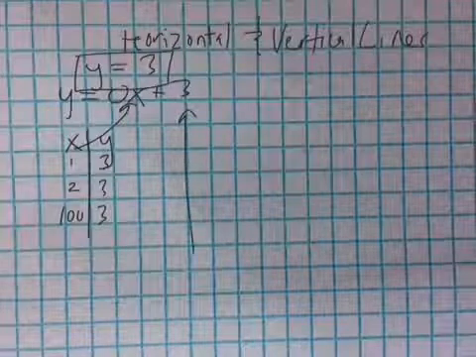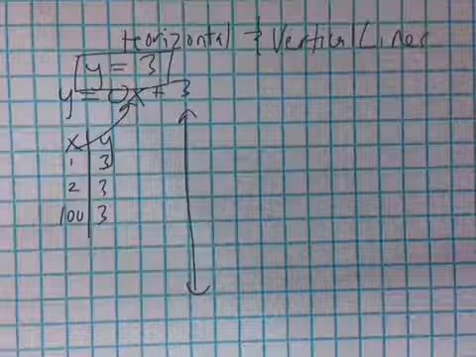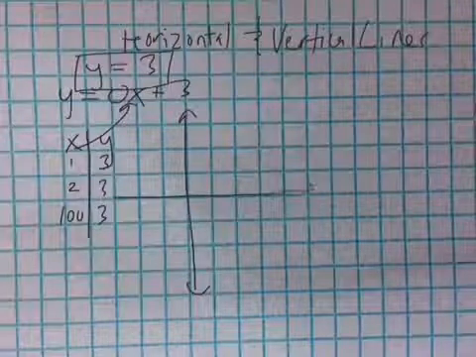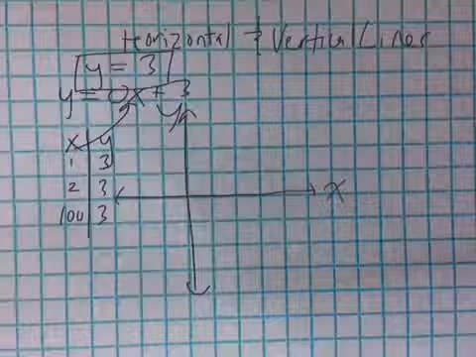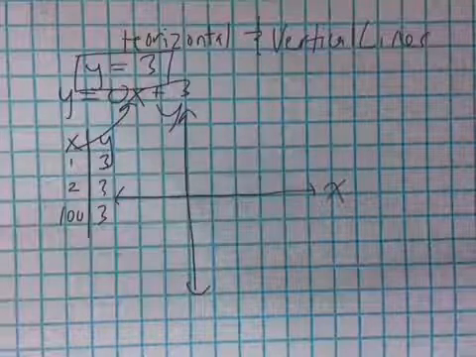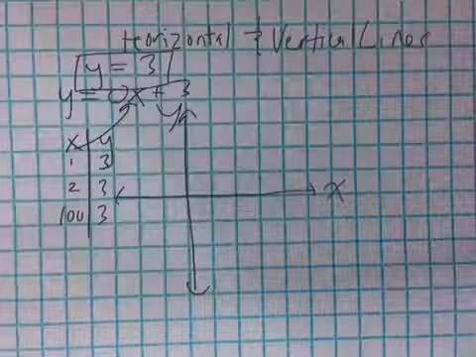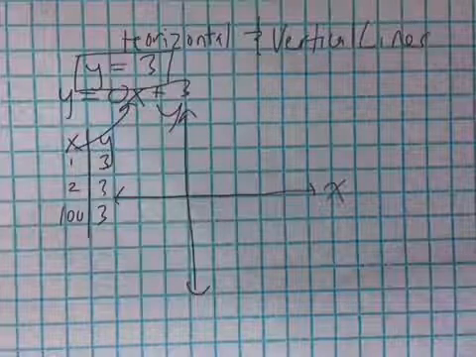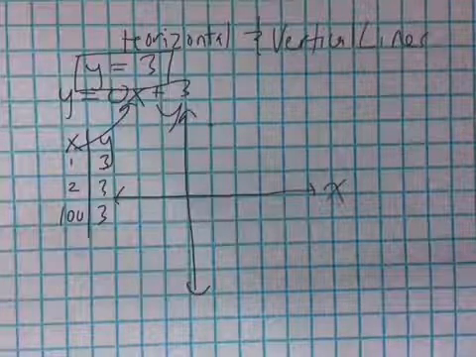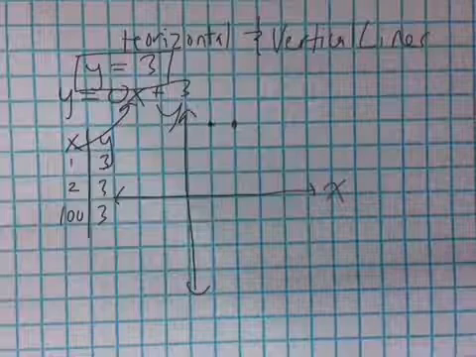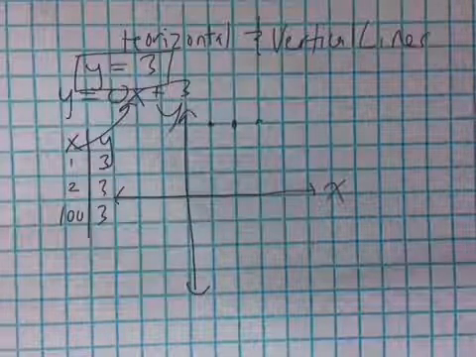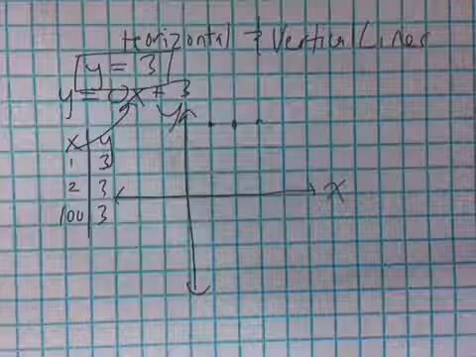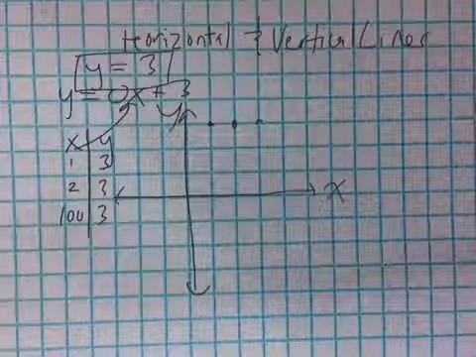What do you think that looks like on the graph? Let's go ahead and draw the coordinate plane here. I have an x-axis, y-axis. No matter what my input is, output is always 3, so I can think of the point 1, 3, which is here, 2, 3, 3, 3, 100, 3. No matter what, my points are all going to lie on the line y equals 3.